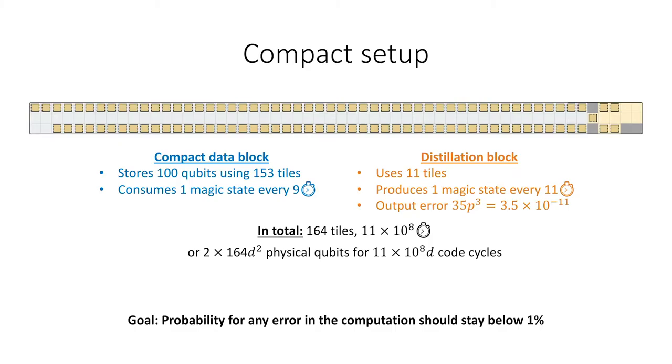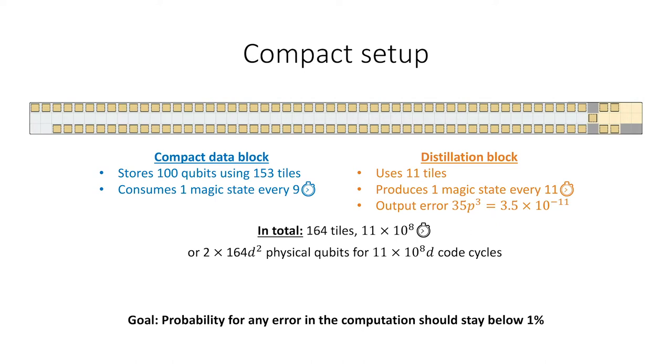So the smallest thing that we can produce using the blocks that I showed you before is this one, where you have a compact data block which stores 100 qubits using 153 tiles, but can only consume one magic state every 9 time steps. And this tiny thing over here, that's our distillation block, which uses 11 tiles and can produce one magic state every 11 time steps.